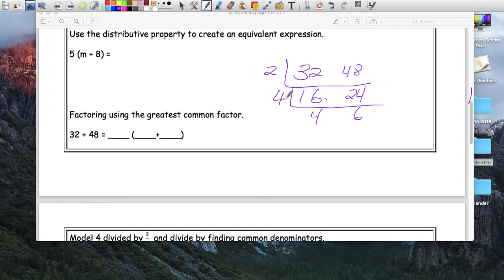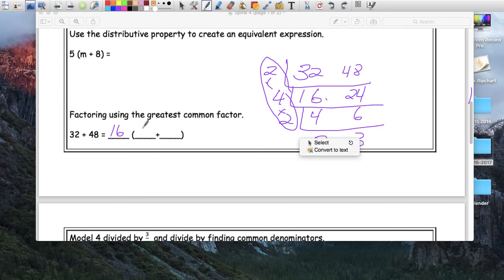4 times 4 is 16. 4 times 6 is 24. And we can go one more time, which is 2. 2 goes into 4 2 times. 2 goes into 6 3 times. And we're done. Our GCF is the product of all these 3 numbers. 2 times 4, which is 8. 8 times 2, which is 16. So our number outside is 16.